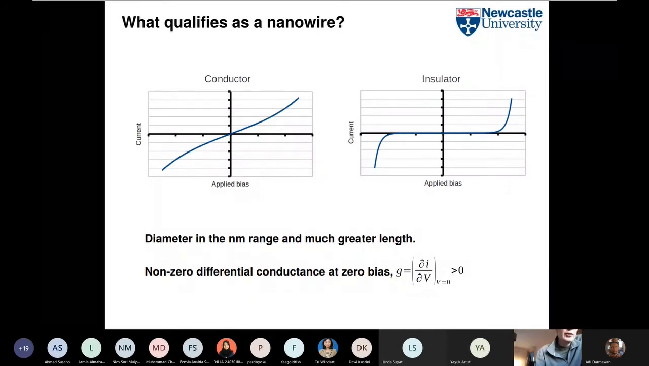We can state this as the slope of the current voltage curve near the origin, near 0 applied volts, should be positive. So we're looking for a non-zero differential conductance. On the right-hand side, this slope is basically 0 at the origin, and on the left-hand side we have some value, so we would call that a conductor, and that object might be a nanowire. So if we look at DNA next, on the next slide.